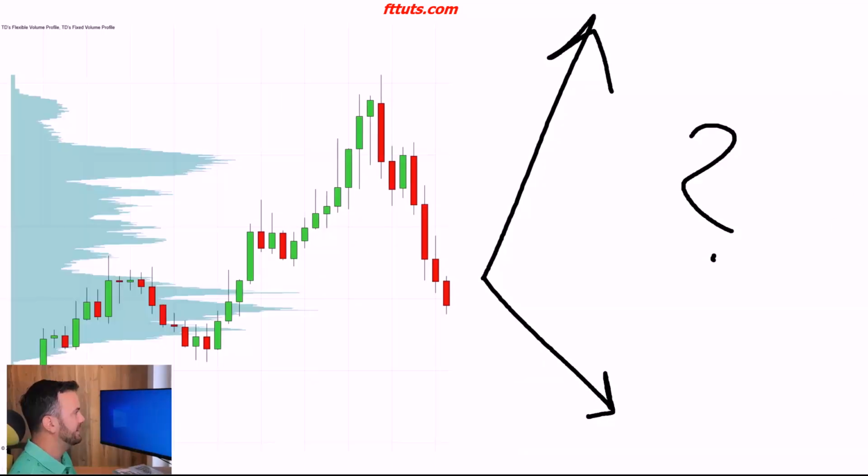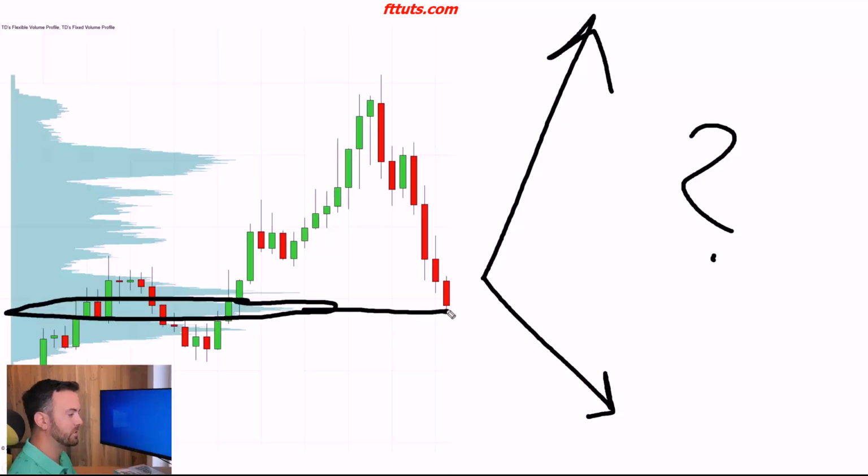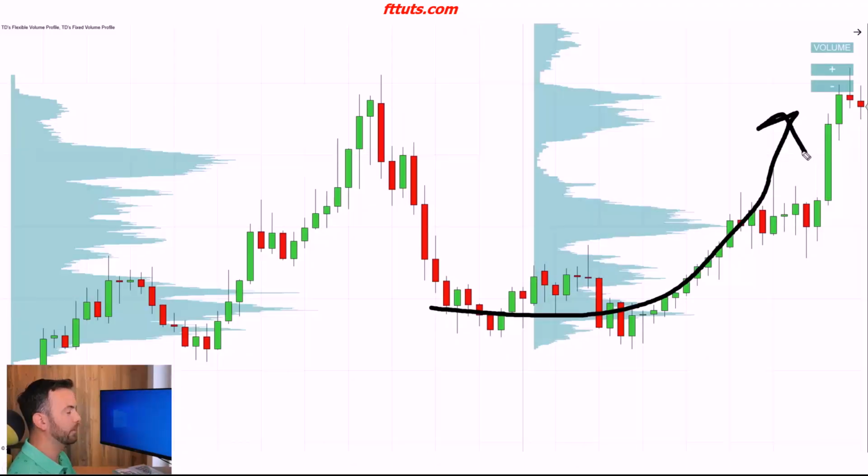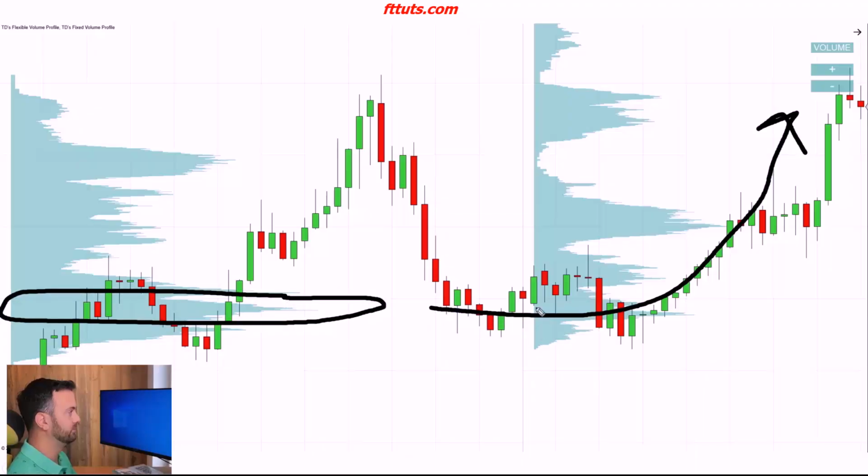But if we add the volume profile here, then you can see that the price just hit the point of control, which is in here. The price just hit the point of control level. So up we go. Right? This is a reaction to the point of control.